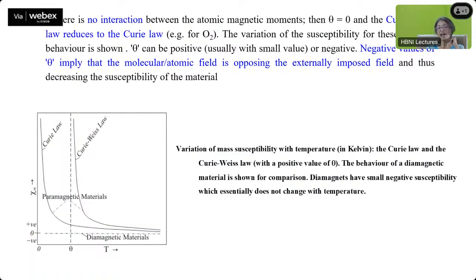So if there is no interaction between the atomic magnetic moments, then theta is 0 and the Curie-Weiss law reduces to the Curie law. The variation of the susceptibility for these kinds of behavior is shown in this particular diagram, as you can see over here in this plot. So in a Curie law, you start from 0 and this is the way the susceptibility changes with temperature. Whereas in case of a ferromagnetic material, it is going to show you this kind of Curie-Weiss law. In this case, you will definitely have a finite theta value. Whereas in case of a totally simple paramagnet, the theta value is around 0.